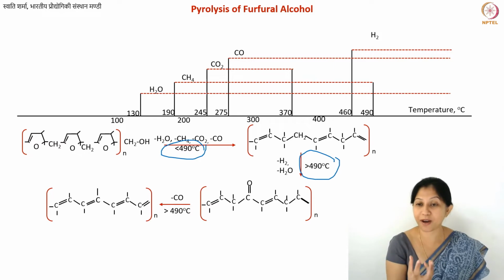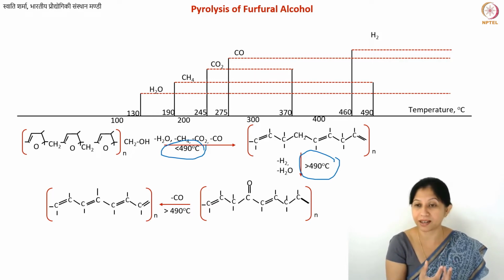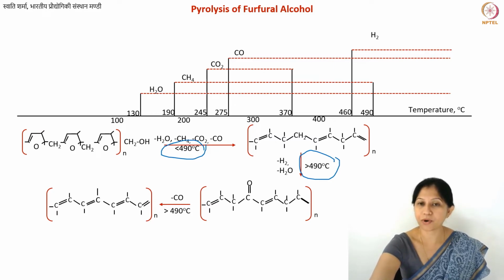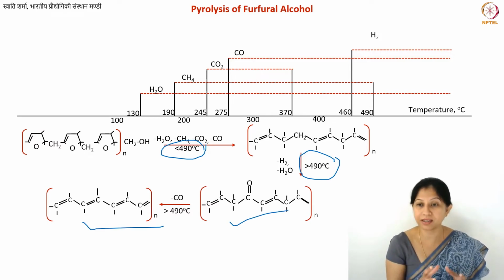This again can be 500. 490 is not exact, again depending upon the furan resin structure, the polyfurfural alcohol. They do have very well defined structures, but still slight variation can be there. But let's say above 490, then you get these kind of compounds. Okay, so this is the standard fragmentation pattern for a furfural alcohol.